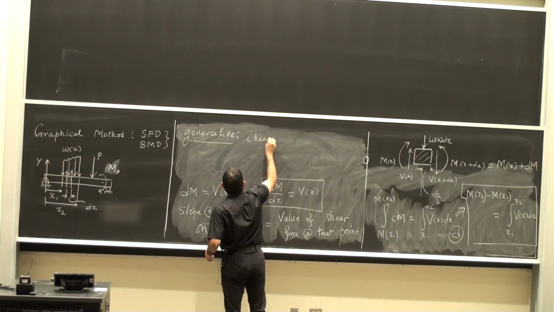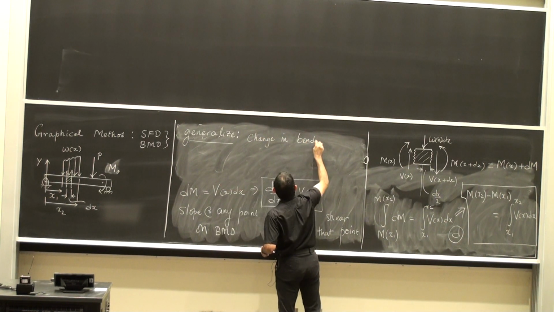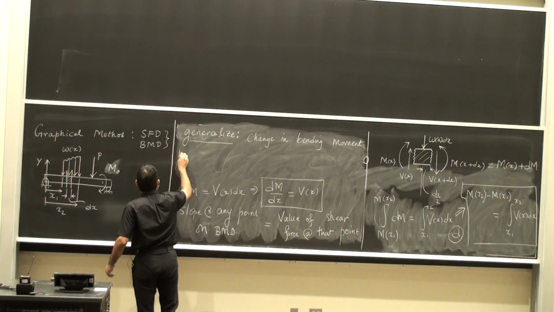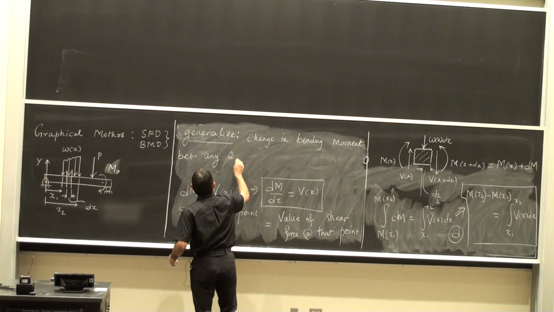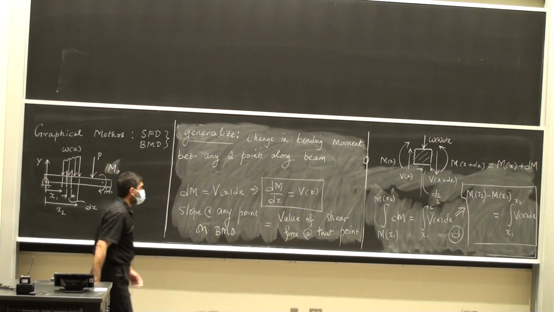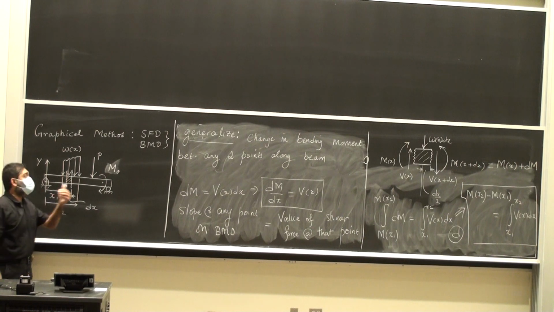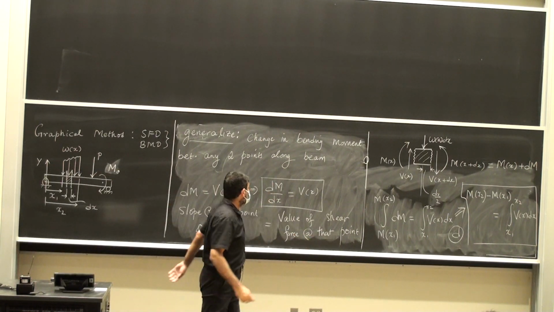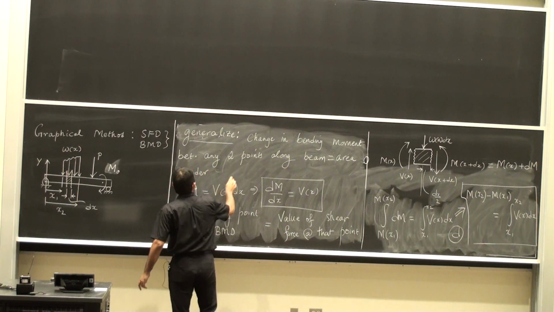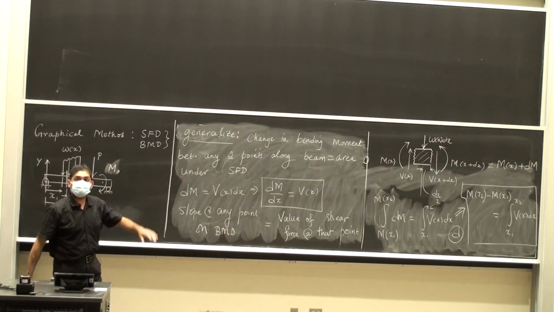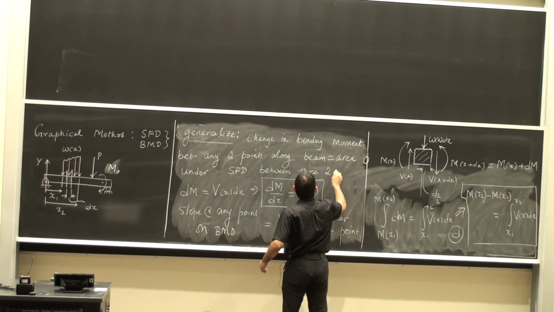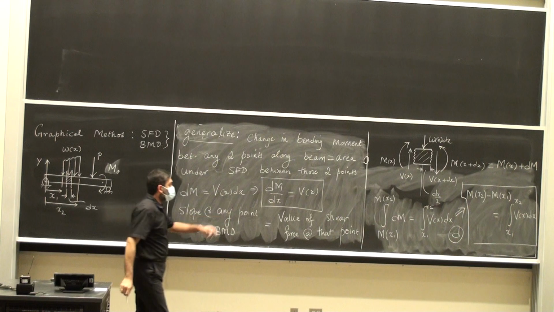the change in bending moment between any 2 points along the beam is equal to the area under the shear force diagram between those 2 points. Which is what equation D depicts.